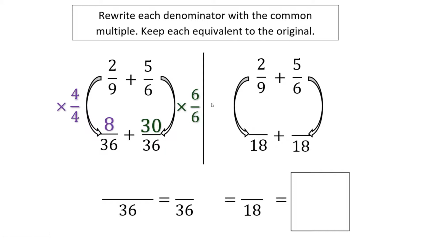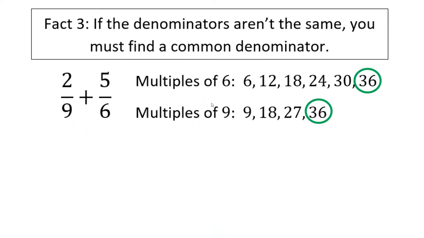So 5 times 6 is 30. Then we add our numerators, which will be 38. Simplify the fraction, and you'll get 19 over 18. So back to our list of multiples, if we look, there is a smaller number that these two numbers have in common. So 18 is the lowest common denominator.